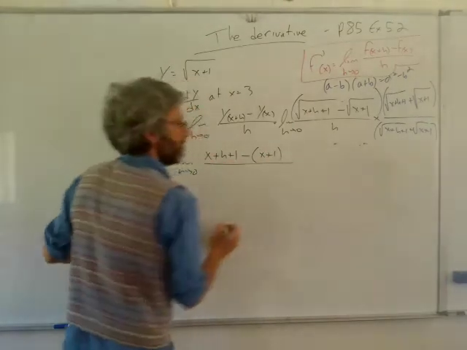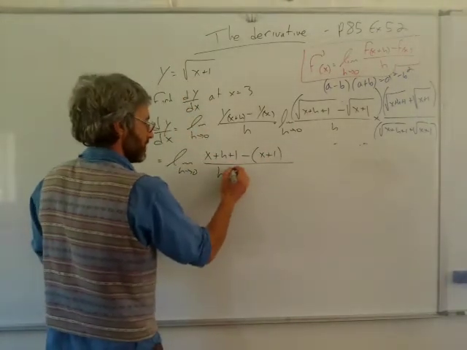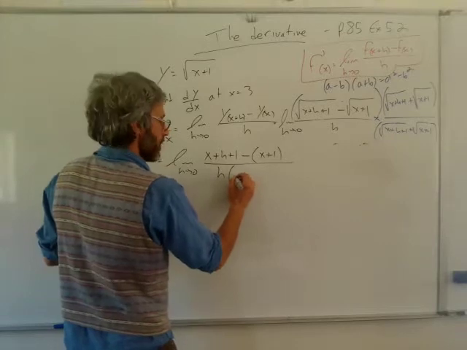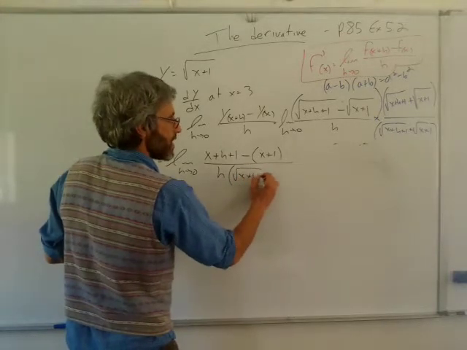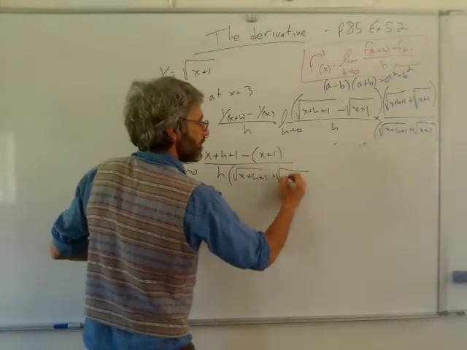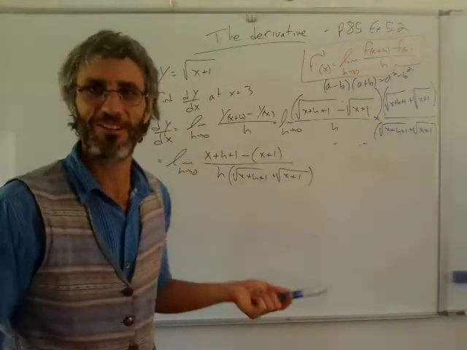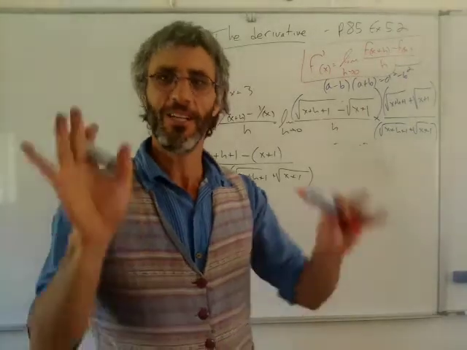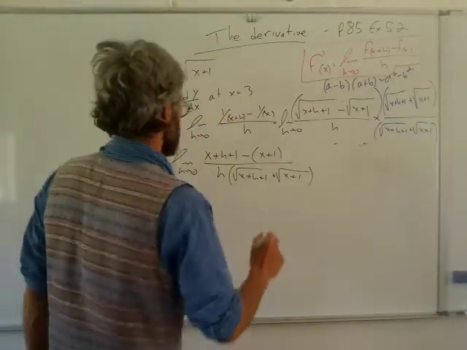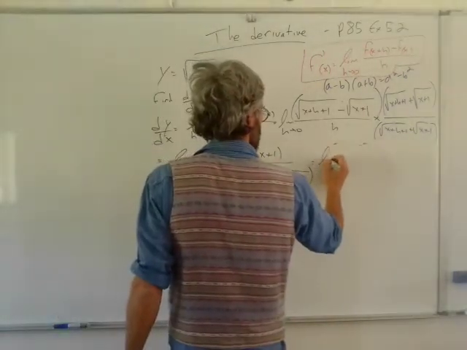Okay? Divided by this nasty stuff. H times square root x plus h plus 1 plus square root x plus 1. Okay? So I didn't get rid of the nasty stuff. I just shoved it into the denominator. But trust me, it will work out. Okay. Now we write it again.